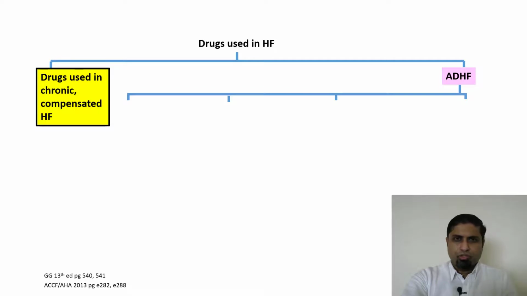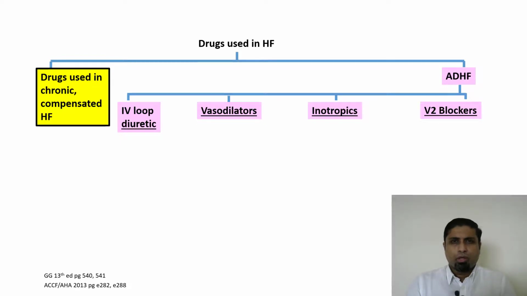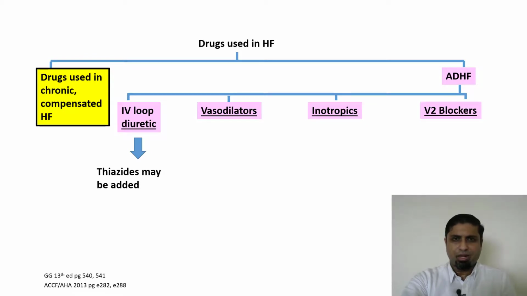So, the drugs used in acute decompensated heart failure include the intravenously administered loop diuretics, some vasodilators, inotropic drugs, and vasopressin receptor antagonists, the V2 blockers. Now, as far as the IV loop diuretics are concerned, it is permissible to add thiazide diuretics when necessary. The vasodilators used for heart failure include nitroglycerin, nitroprusside, and nesiritide.